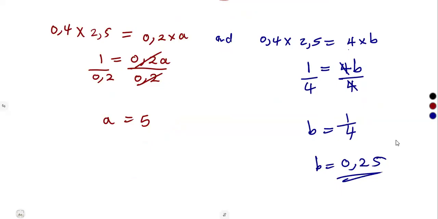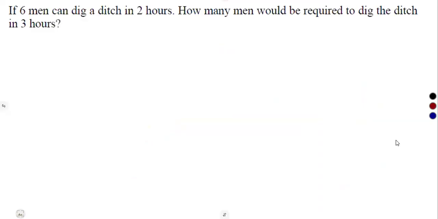So that's how you answer questions, guys. Indirect proportion or inverse proportion.